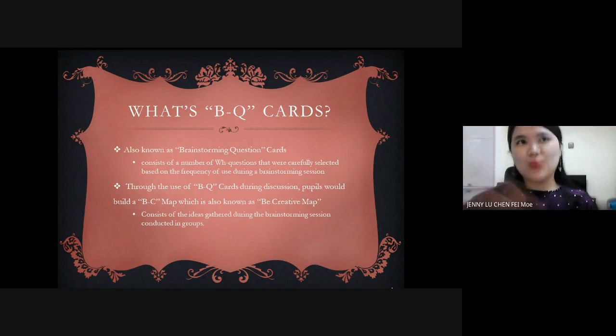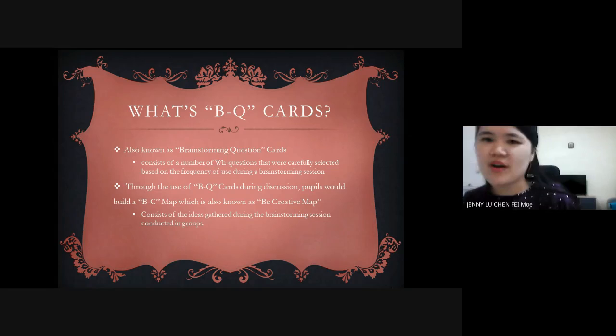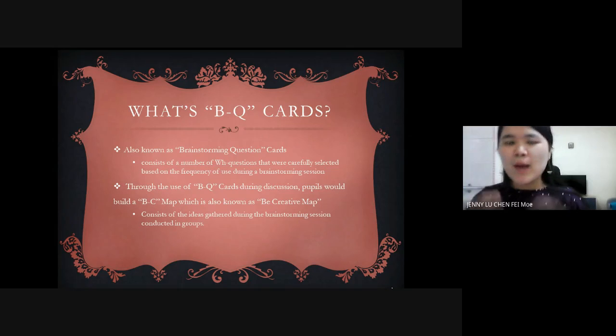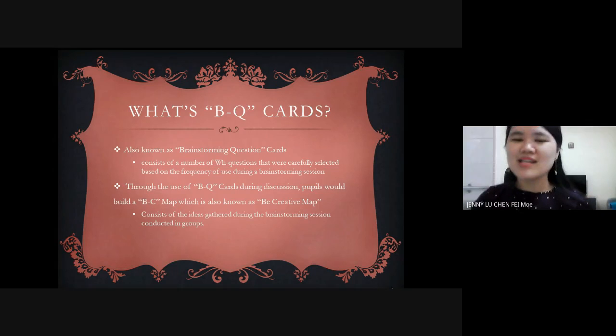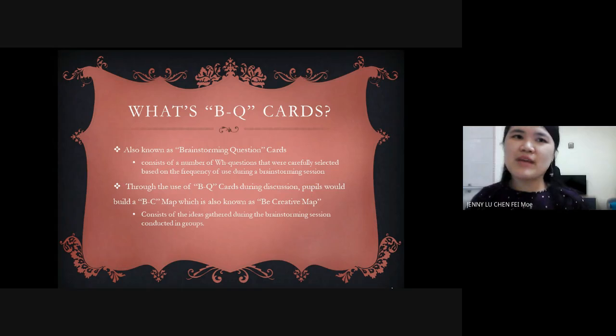So I went through the questions that I often ask my pupils, composed them, and made them into a form of card, which I call a BQ card. Through the use of BQ cards during discussion, pupils would be able to build a BC map, also known as a B creative map. The B creative map refers back to the map that students often make during a brainstorming session, just that I rebranded it a little bit.